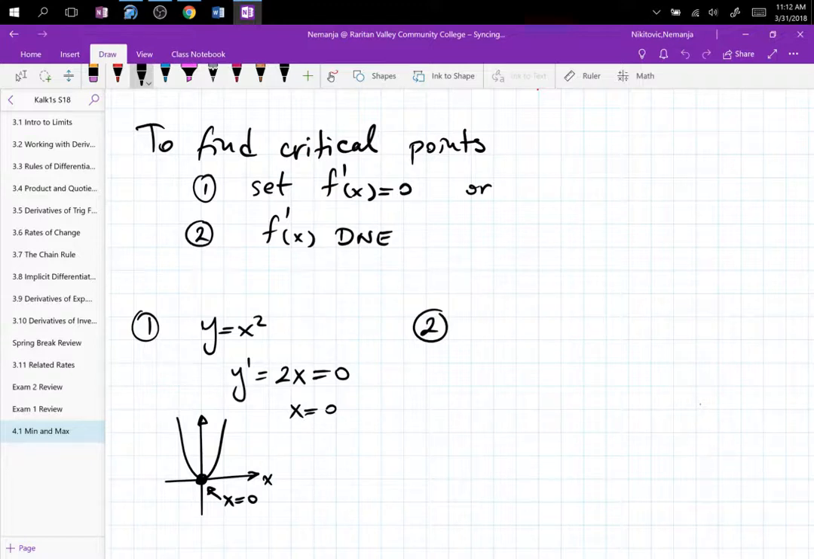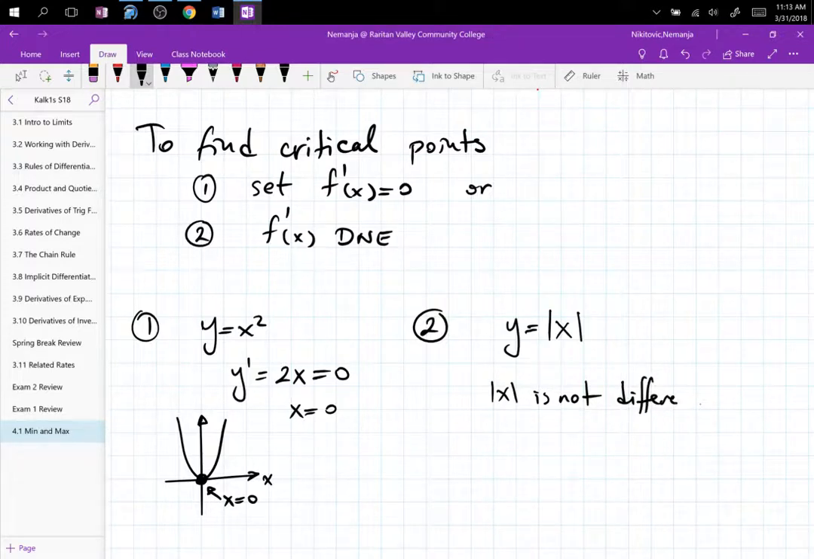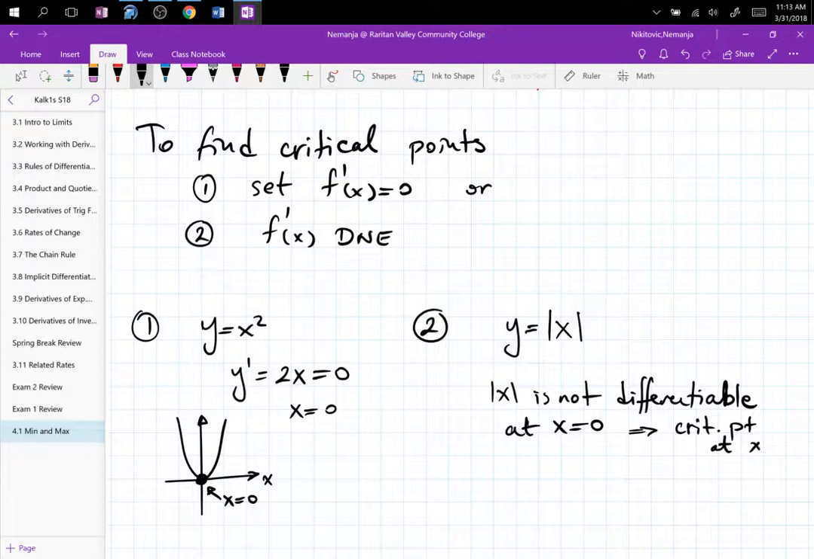Not all of them. The next example is y equals absolute value of x. Well, for the derivative of absolute value of x, you have the derivative everywhere except at 0. So, absolute value of x is not differentiable at x equals 0, which implies a critical point at x equals 0 by the definition, by number 2 up there.